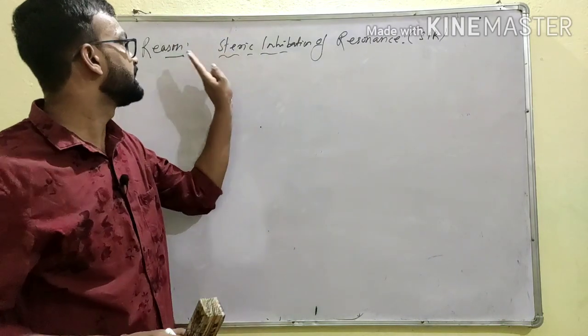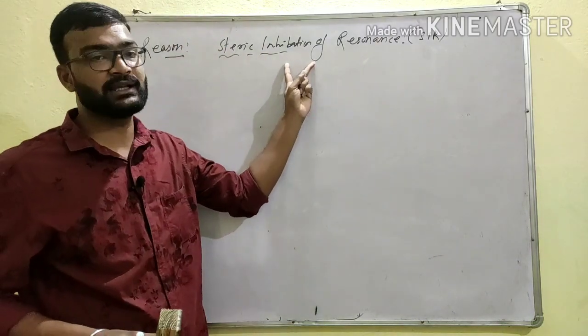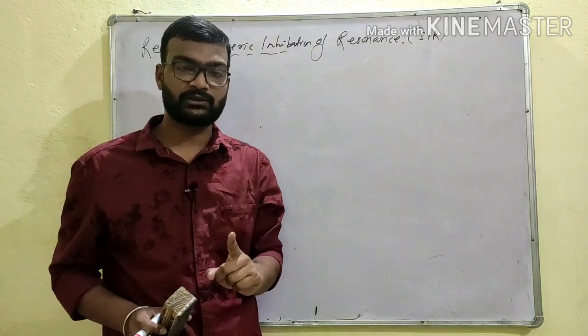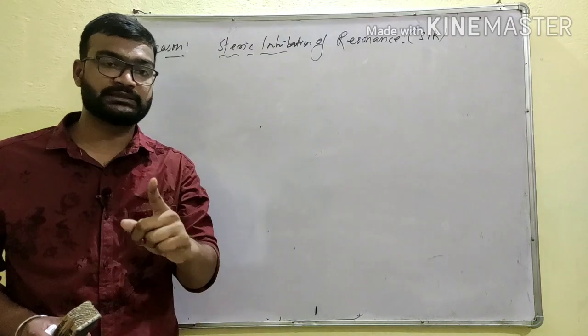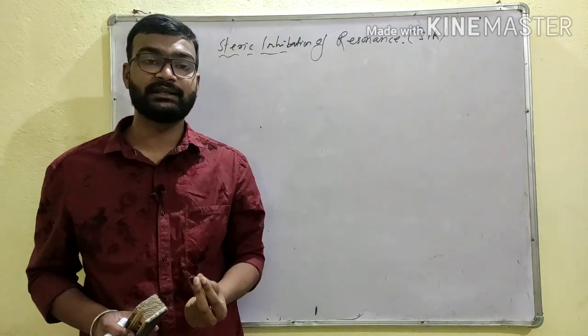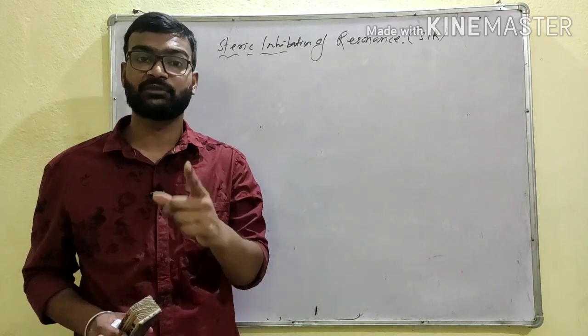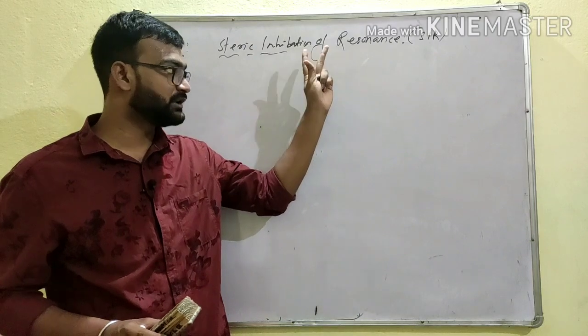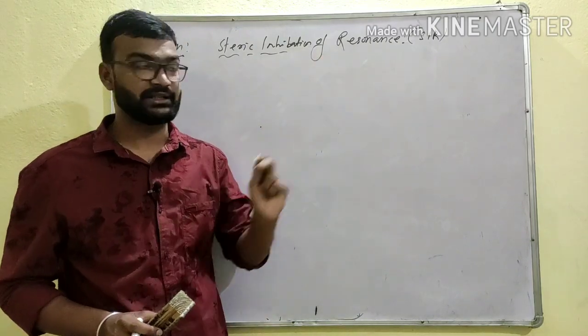So the steric inhibition of resonance is the reason for the ortho effect of benzoic acid. Okay, so if anyone is going to ask you the reason for the acidity, the ortho effect in benzoic acid, you must say the reason is steric inhibition of resonance. So now we are going to discuss what SIR is.